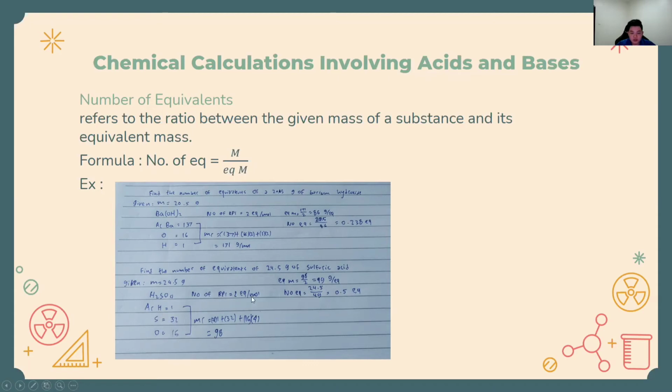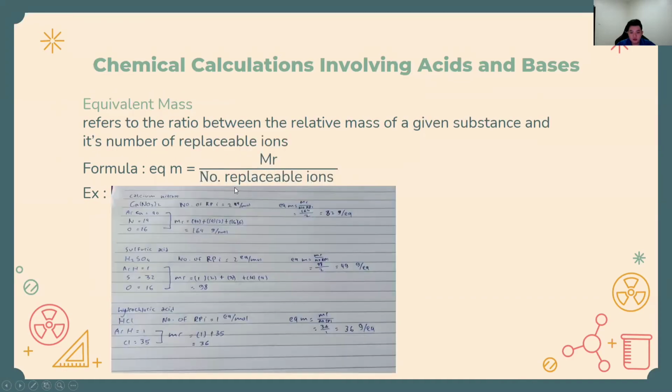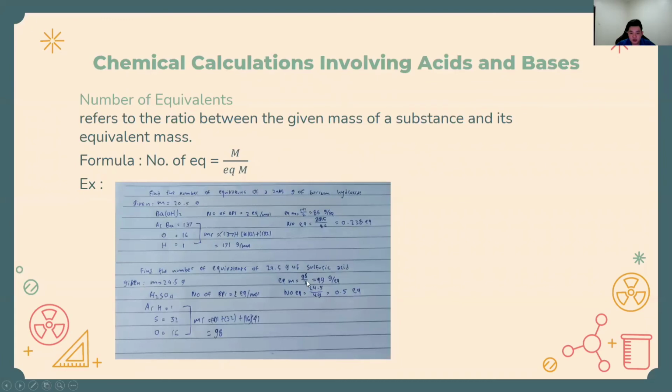The number of replaceable ion is 2 EQ per mole. And then we search for the MR: 2 times 1 plus 32 plus 16 times 4 equals 98. We find the EQM, same as before, MR per number of replaceable ion, 98 per 2 equals 49 gram per EQ. And then we find the number of EQ, which is the mass divided by EQM, which is 24.5 per 49, which is 0.5 EQ.